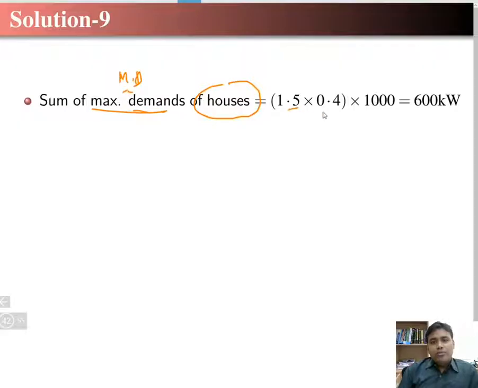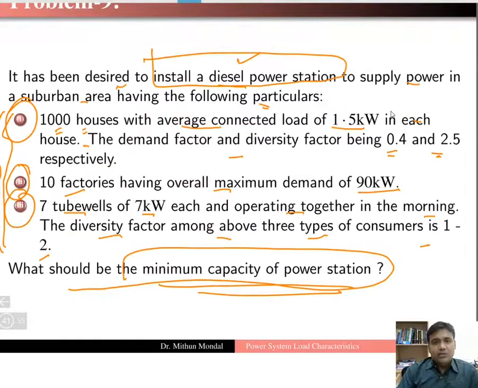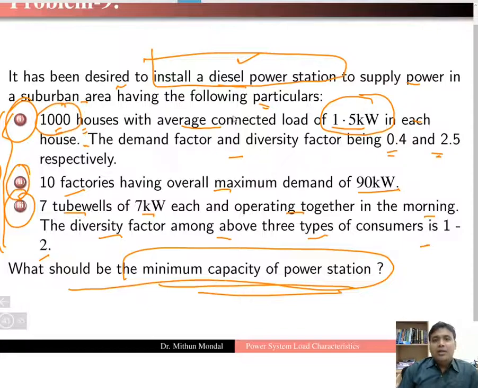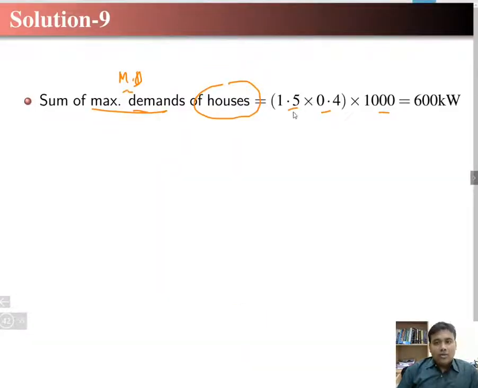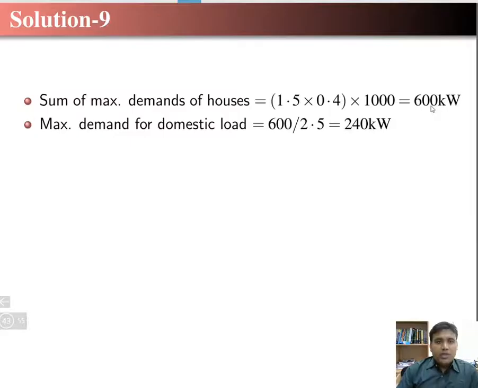So 1.5 into 0.4 into 1000. Here, 1.5 kilowatt is the average, 1000 houses are there, demand factor 0.4 and 2.5 is the diversity factor. So you multiply the given data to find the sum of the maximum demand of the houses, which comes to 600 kilowatt, right? So maximum demand of domestic load is 600 divided by 2.5. That is the data given to calculate the maximum demand.